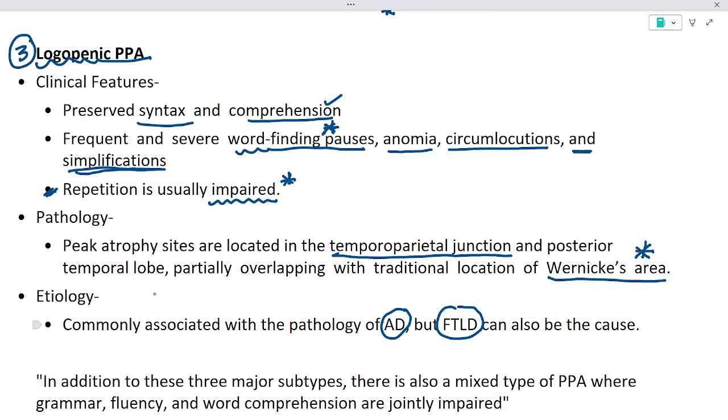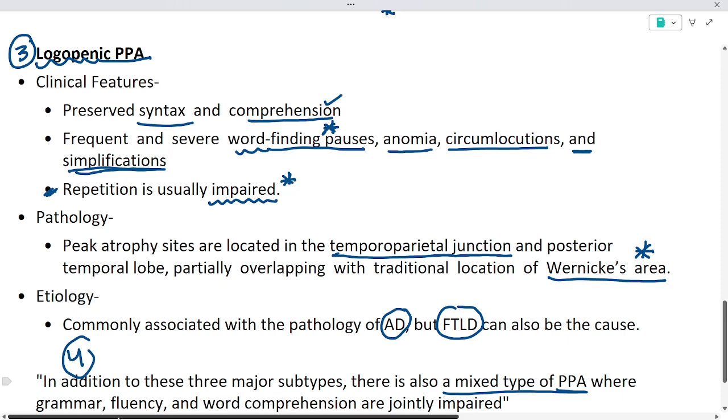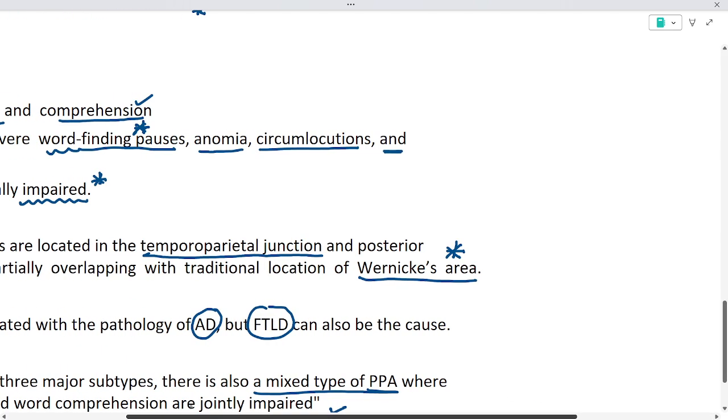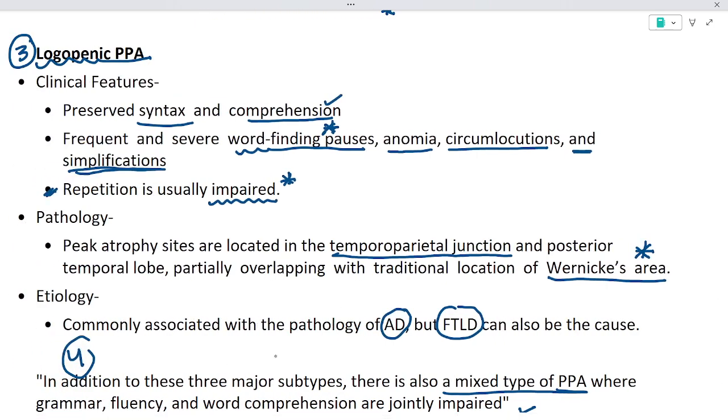In addition to these three types, there is a fourth type. The fourth type is the mixed type of PPA, where grammar, fluency and word comprehension are jointly impaired. So the mixed type is the fourth type. We have discussed the three main types of primary progressive aphasias. We have just read a few things about primary progressive aphasias. That is all about PPA.